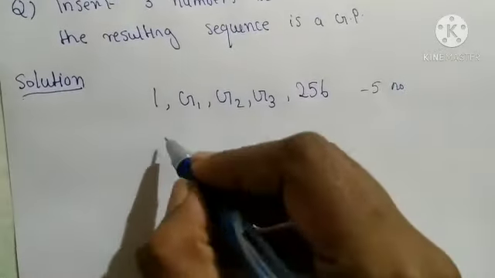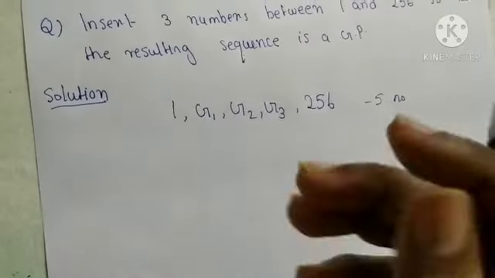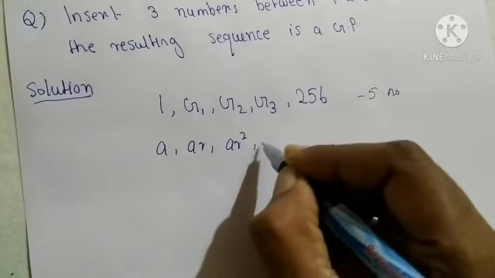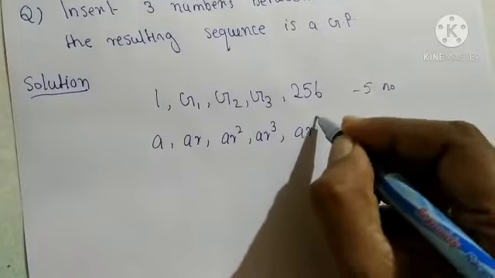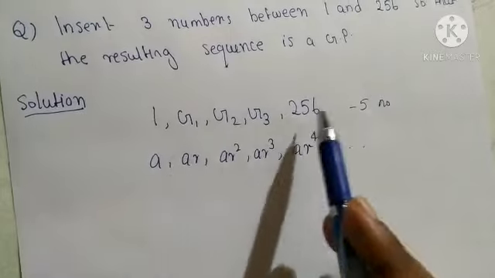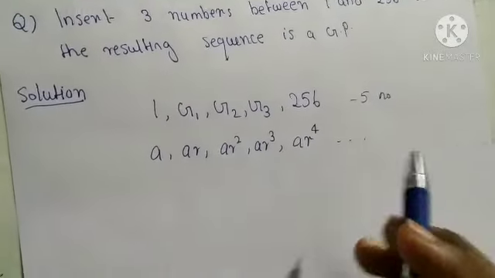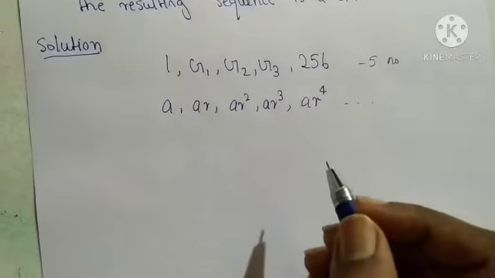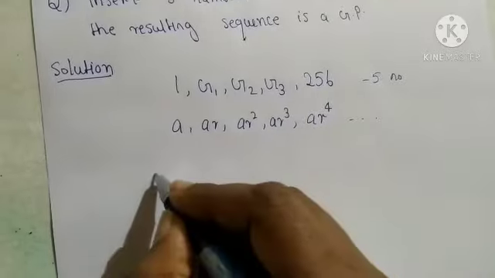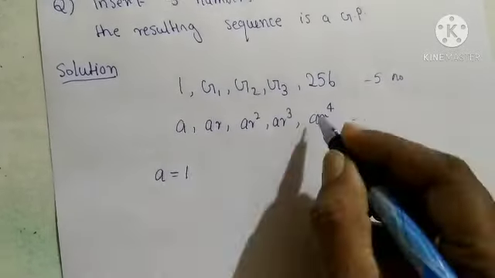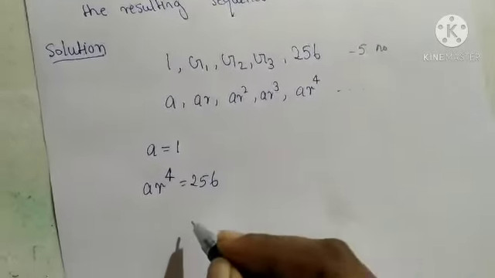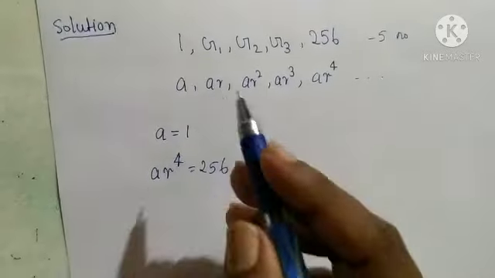Right. So the general representation of a GP is a, ar, ar squared, ar cubed, ar raised to 4, etc. Right. So here I am using only 5 numbers. So these are the general representation of 5 numbers in GP. So comparing this, the first term a is equal to 1 and the last term ar raised to 4 equals 256. Right.